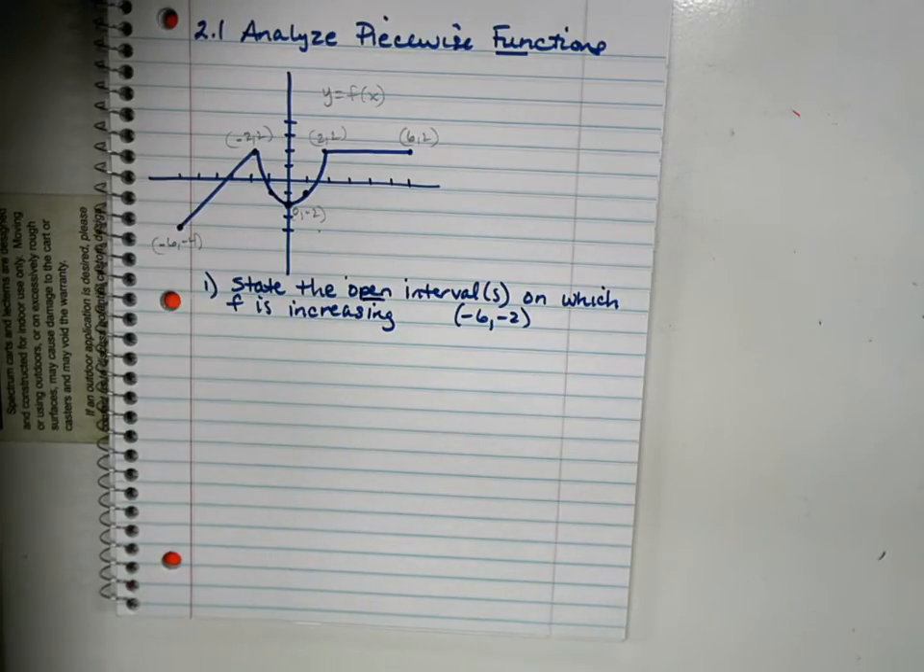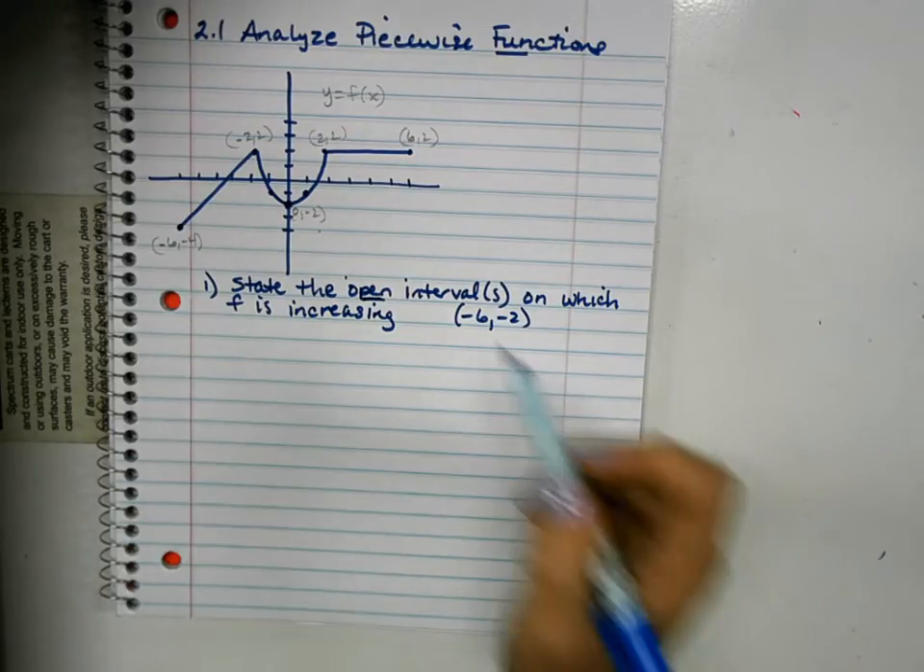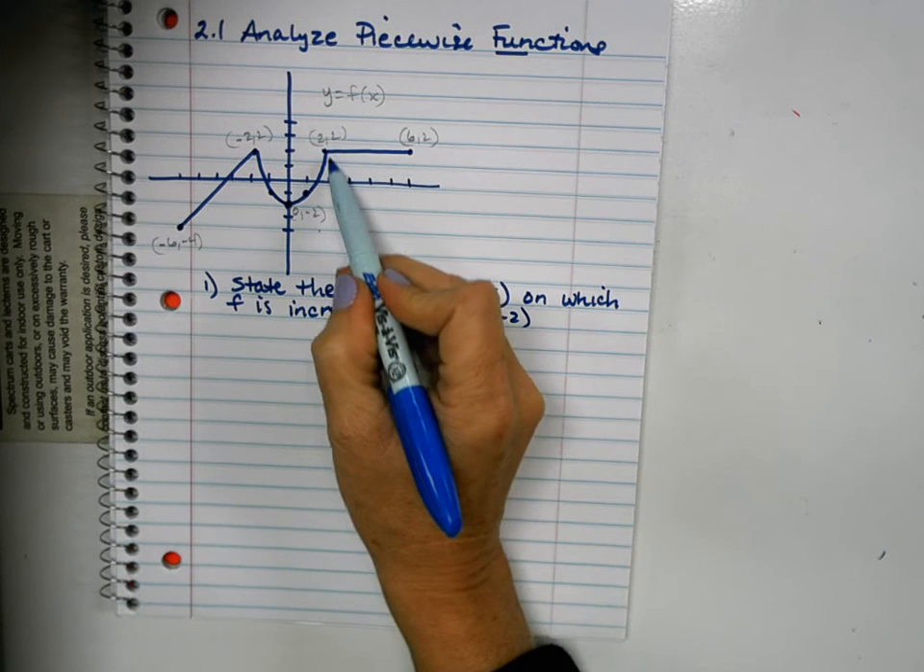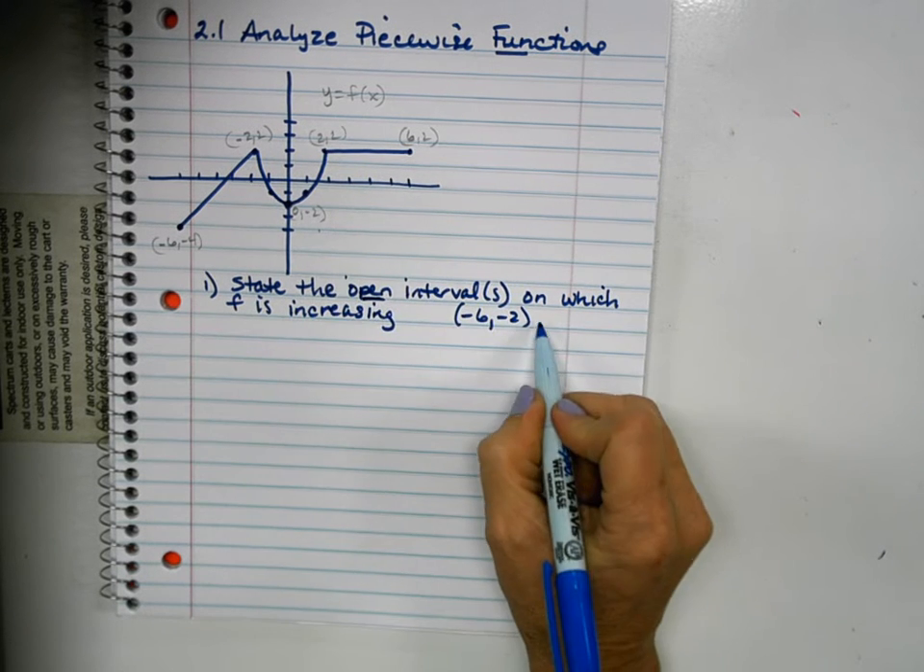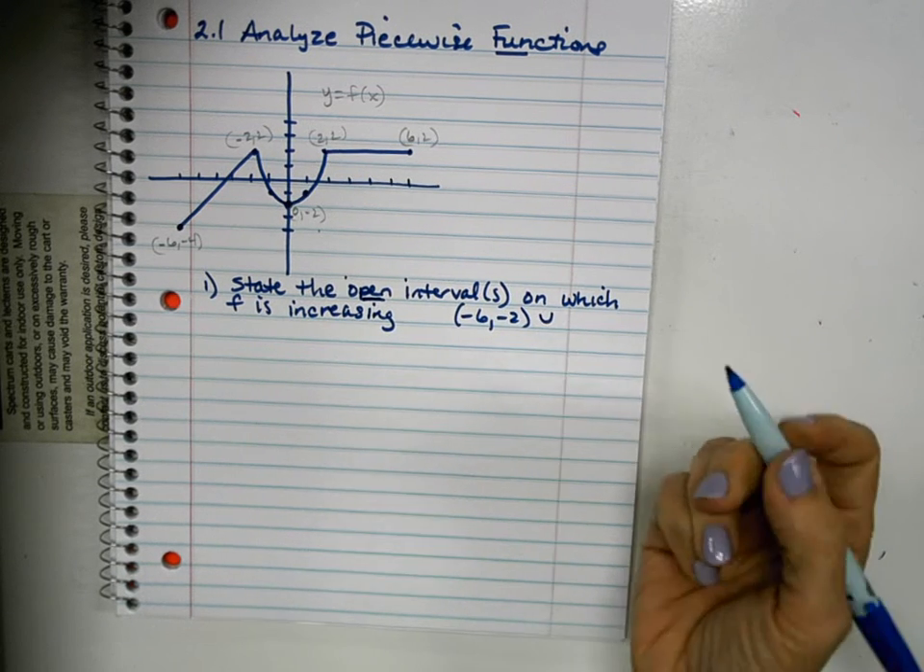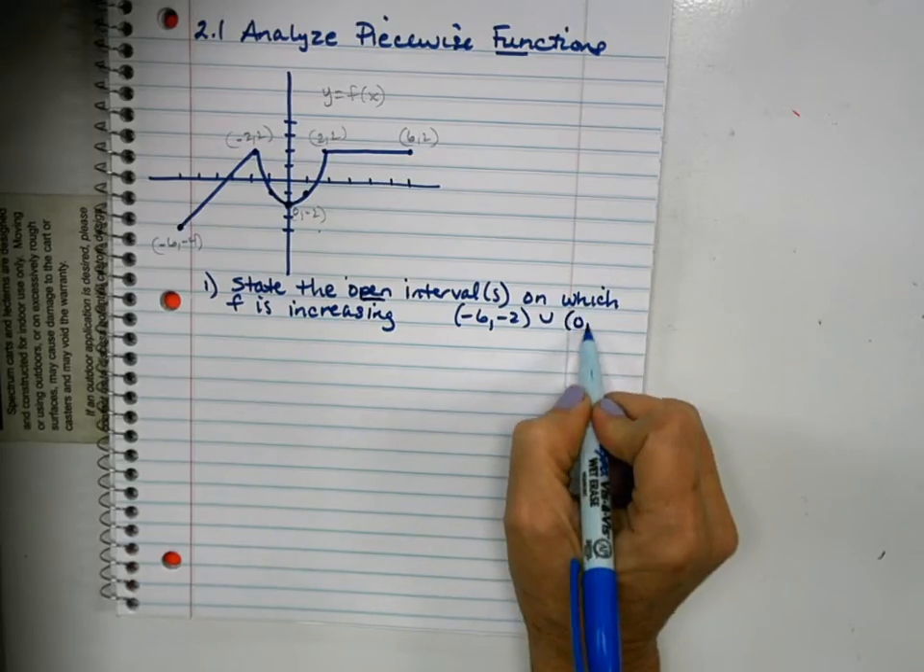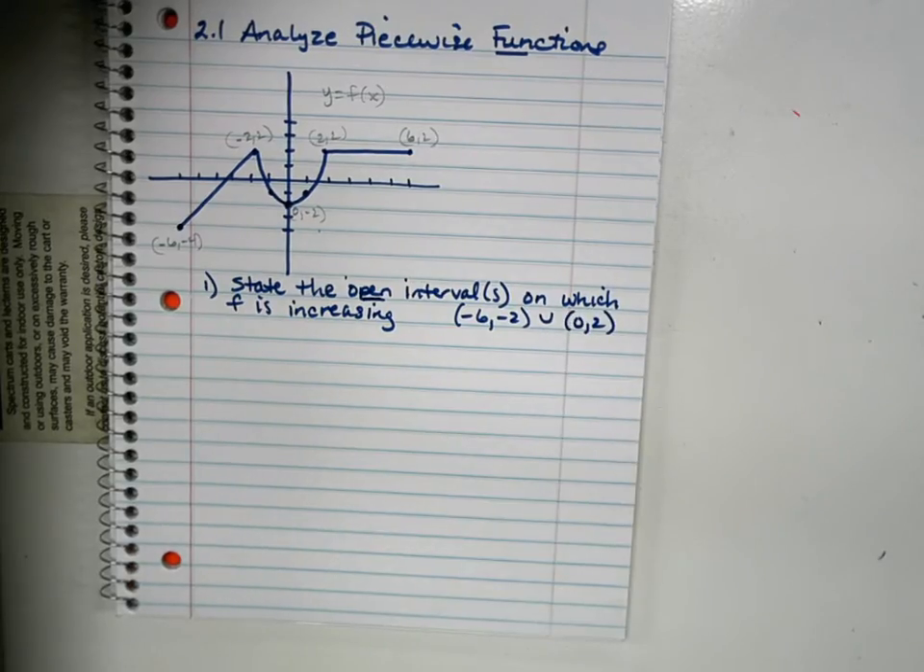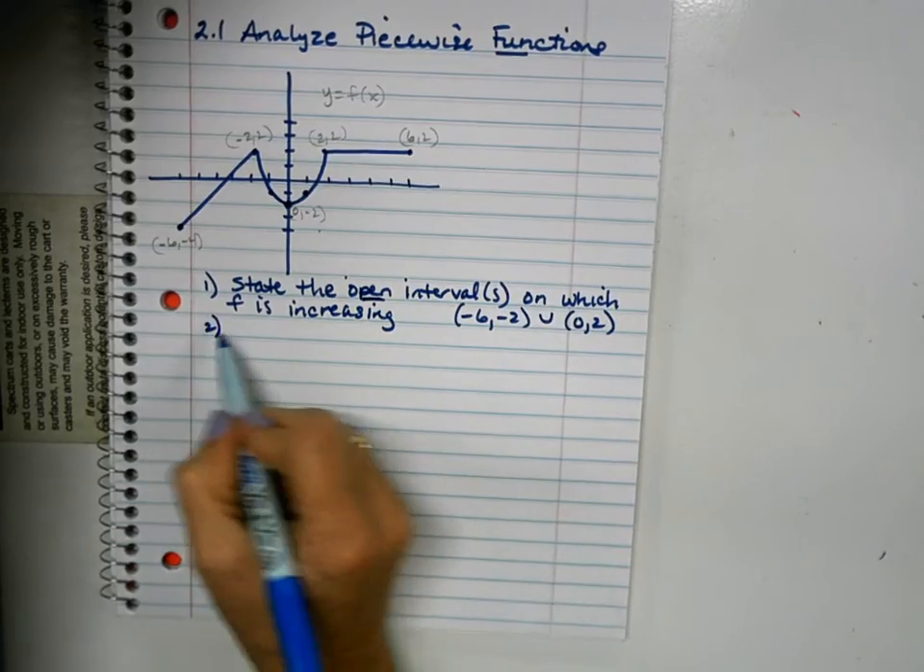So is there any other place where, as you go from left to right, this graph is going up? 0, 2. What would it be, Jason? 0 to 2. Right here, this 0 to this x value of 2. So the way we write that is union 0 to 2. Okay, we put the union there for increasing. It's increasing on either of those, right? That's what that means.